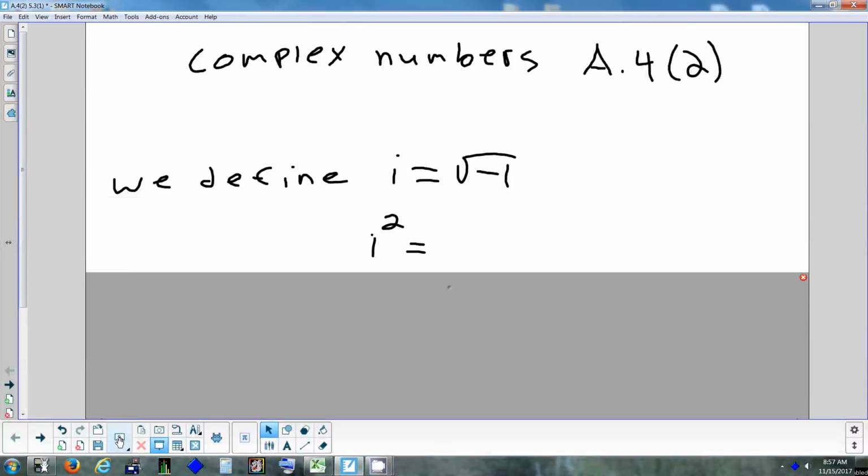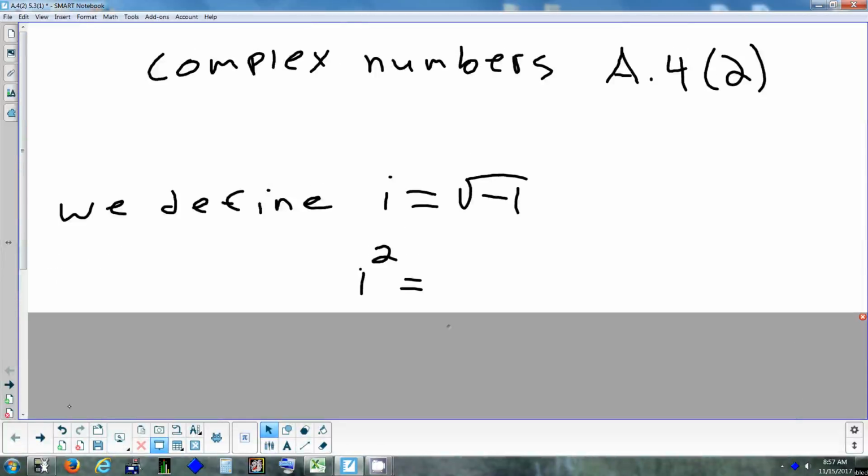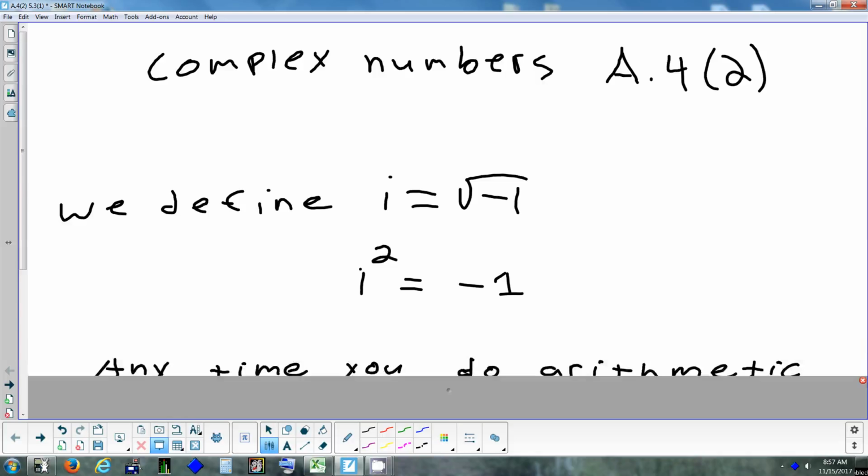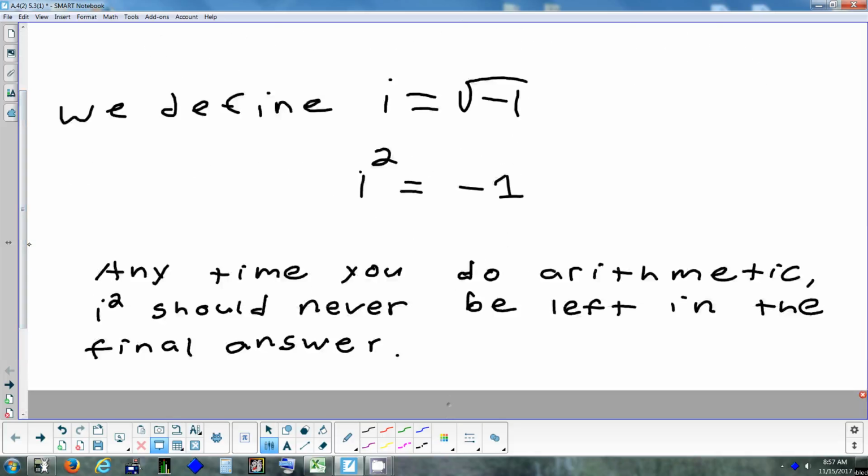Does anyone remember what we said about i squared? What does i squared equal? -1. Yep. So anytime we do a problem, if there's an i squared in the arithmetic we're doing, do not leave it as i squared. Always change i squared to -1. I just said that.